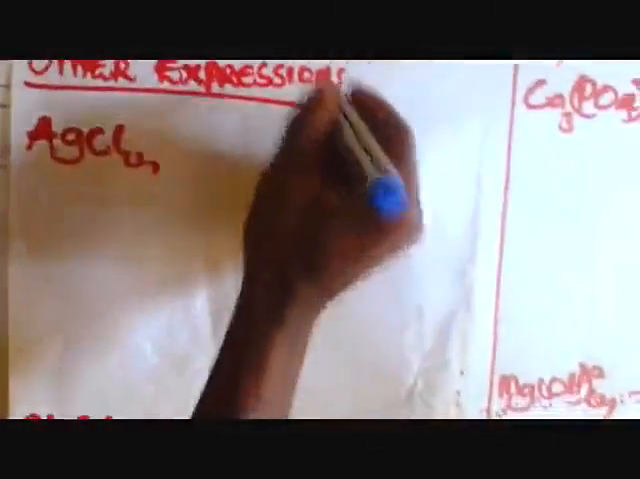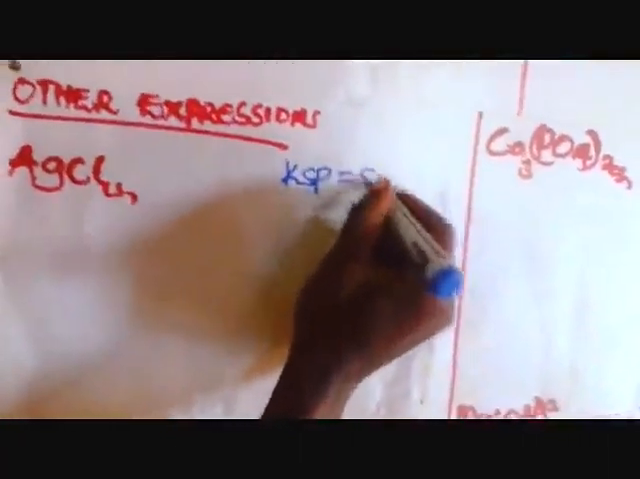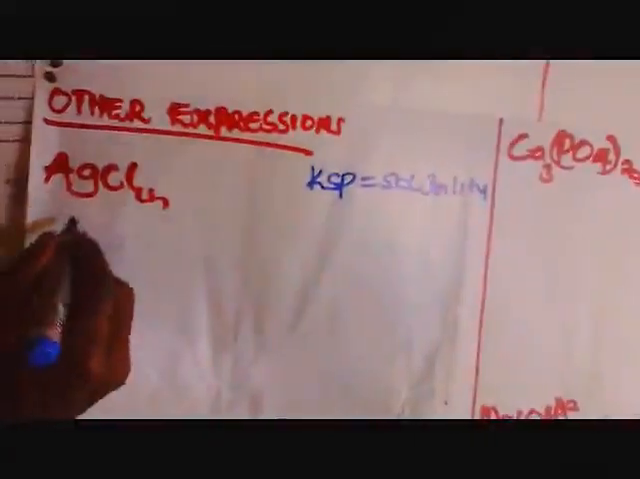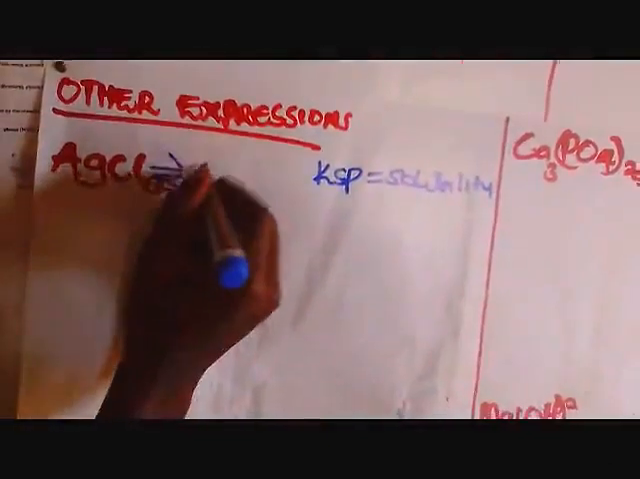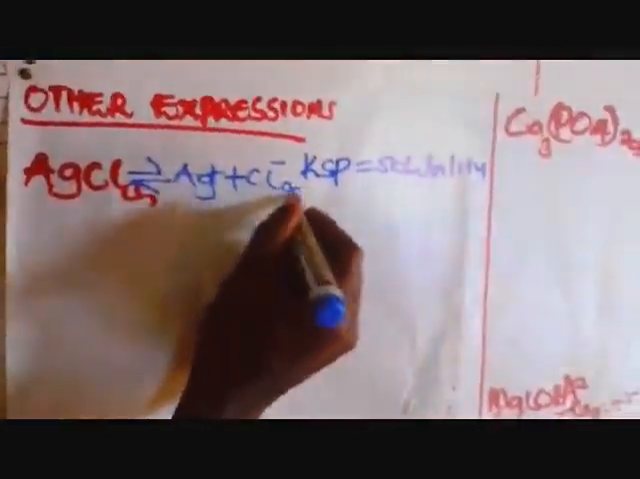You can simplify in a way. Assuming it is not this one, let me try to guide you with these other ones. Assuming I have now these ones and I'm turning, remember we are turning what? Ksp, we are turning it to solubility. Don't forget that. If, for instance, I have this one, we just write the equation like that. This one is giving me silver ions plus chloride ions, like that.